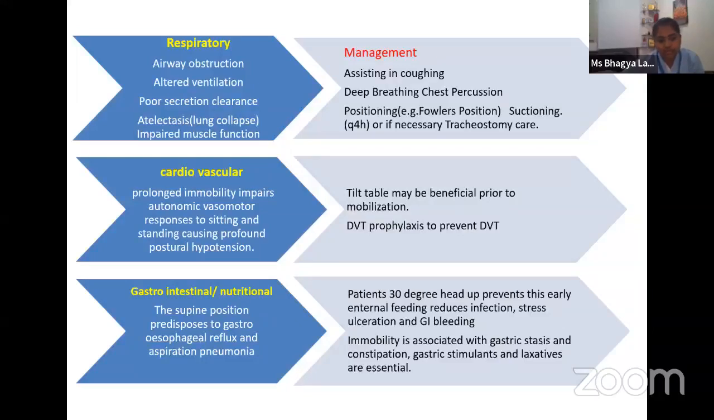Then comes gastrointestinal or nutrition. As we all know, nutrition plays an important role. As we always say, food is a medicine as a part of treatment. So we have to position the patient properly, follow the doctor's orders, and give the feedings properly. If the patient is on tube feeds, follow the process and the policy in place for tube feeds to prevent aspiration. If it is an oral diet, ensure that the patient is getting the appropriate kilocalories of the diet as mentioned.